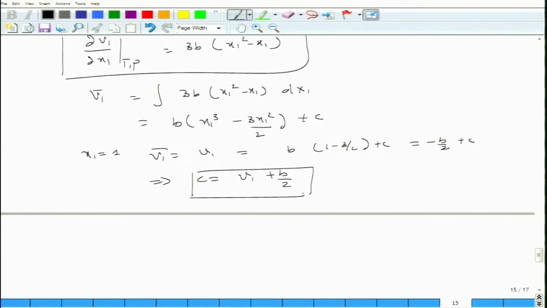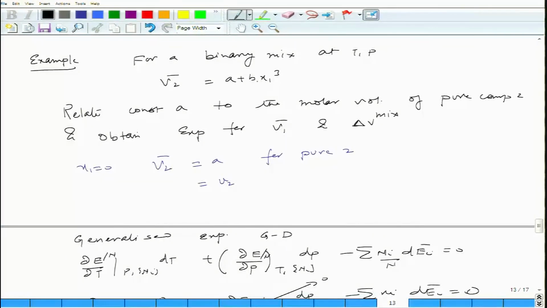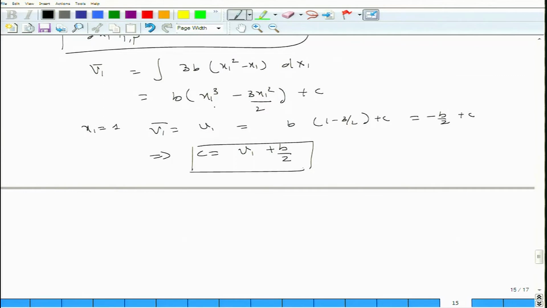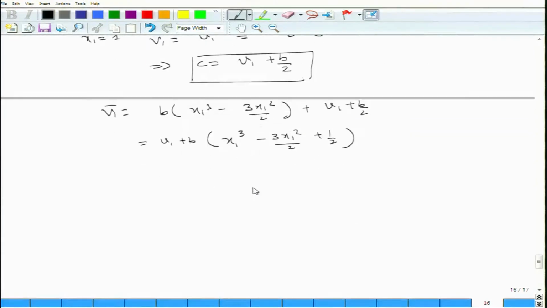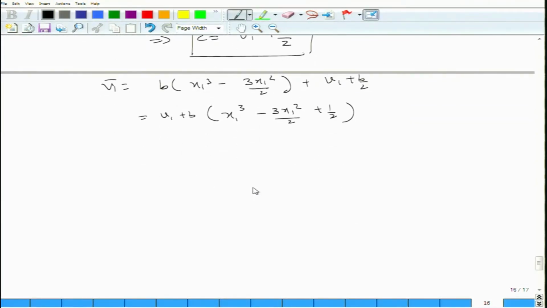And remember that b is a part of the expression here. Once I have this constant c, I can get the expression of V1 bar as b x1 cube minus 3 x1 square by 2 plus this value V1 plus b by 2. I can rearrange and get this expression. So this is my partial molar volume expression. This is what we wanted to find.